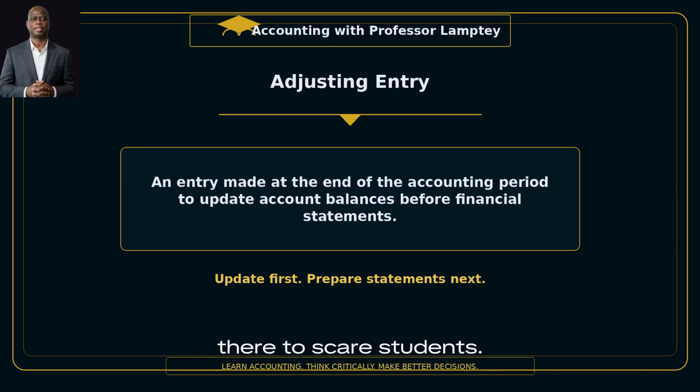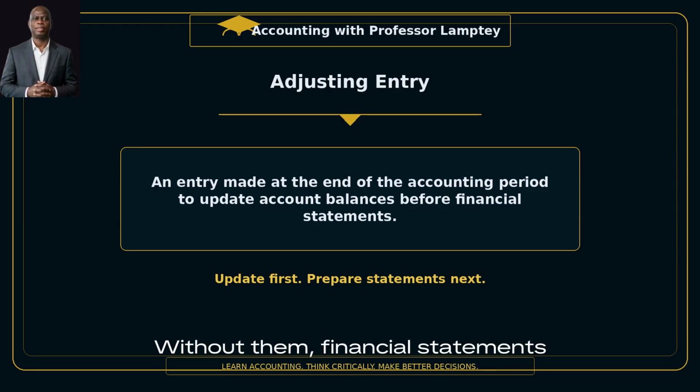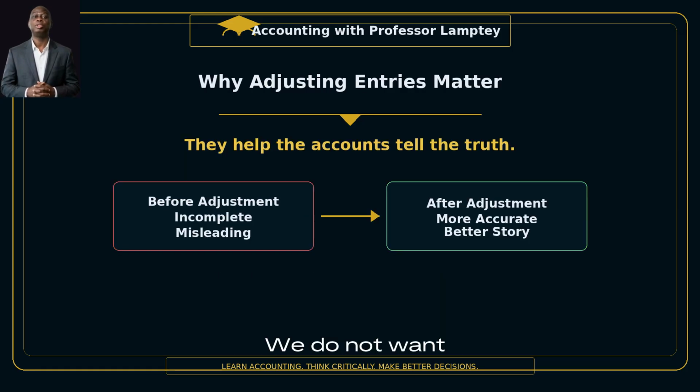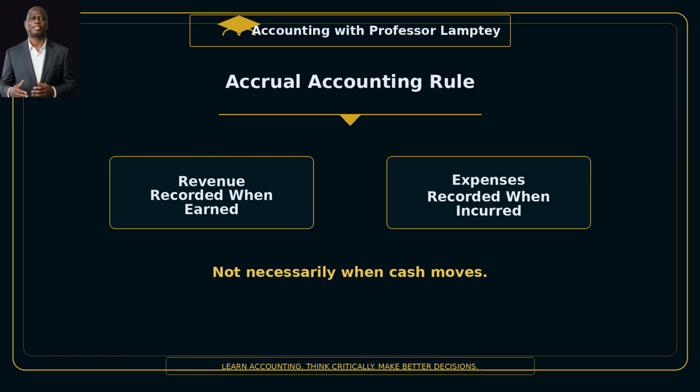Adjusting entries are not there to scare students. They are there to help the accounts tell the truth. Without them, financial statements may be incomplete or misleading. We do not want financial statements that look good but tell the wrong story. That is like a student who says, "I studied all night, but the textbook is still in the plastic wrap." The story and the evidence must match. Adjusting entries matter because financial statements must report the correct amounts for the correct period.